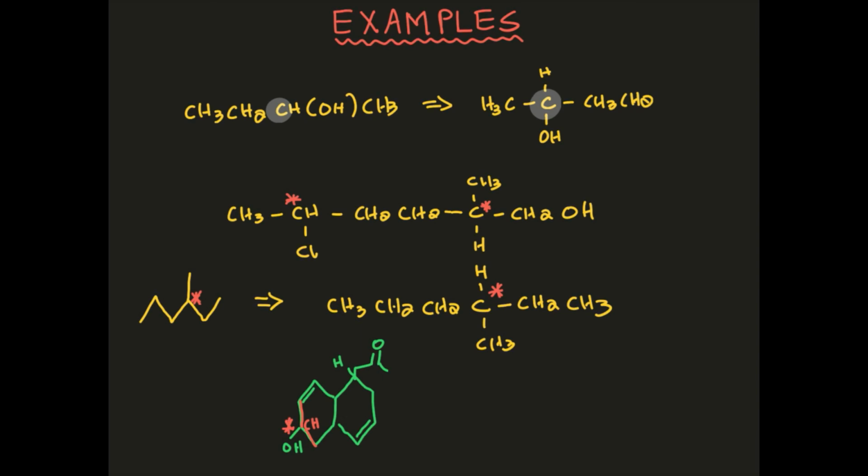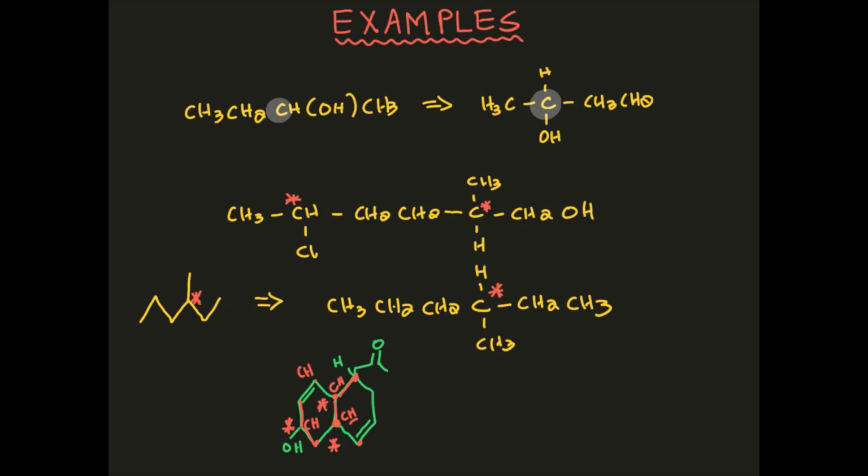Let's move on to the next carbon. Now this carbon over here has this group attached to it, this group, and one hydrogen. Now since all of these are different, this is going to be chiral. Over here, this carbon has a hydrogen attached to it. It has this group and this group attached to it. So because of that, this is also going to be chiral.